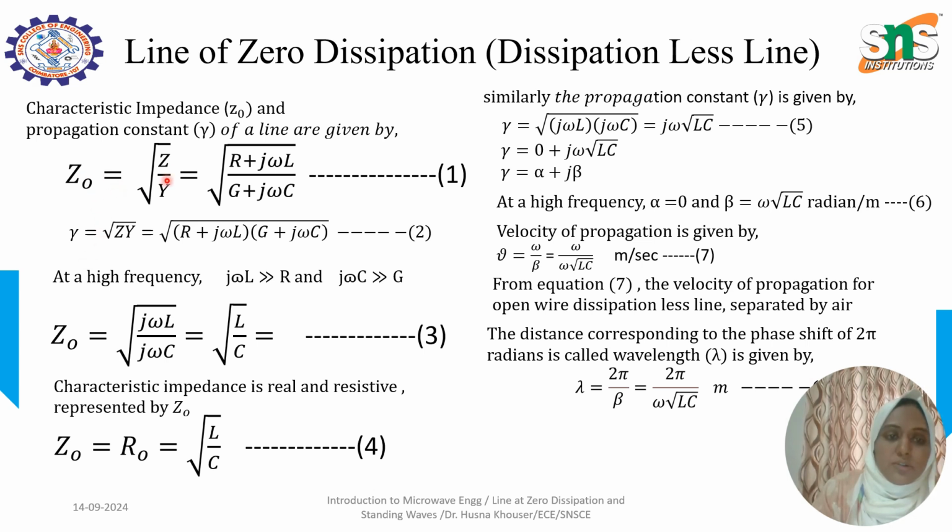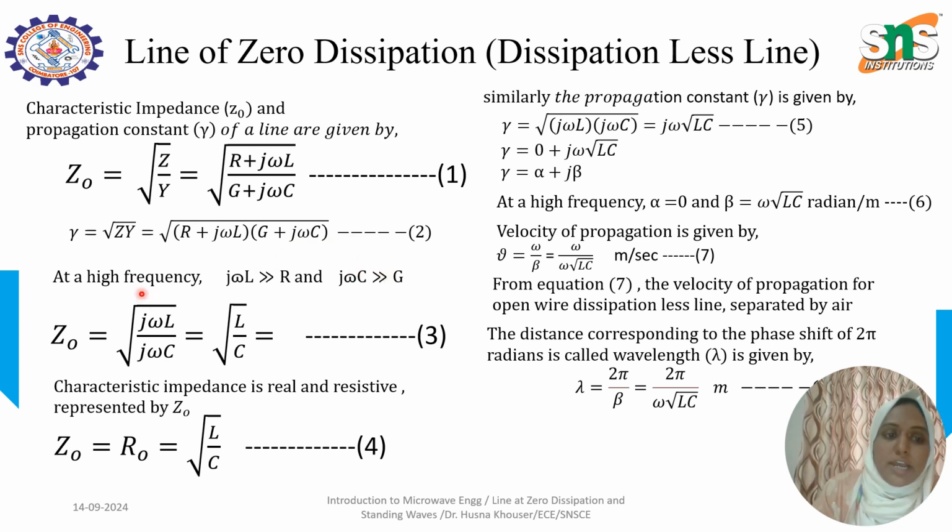So Z naught is equal to root of Z by Y, where Z is R plus j omega L divided by G plus j omega C. This is the characteristic impedance. For the propagation constant, gamma is equal to root of ZY, which is equal to root of R plus j omega L into G plus j omega C.